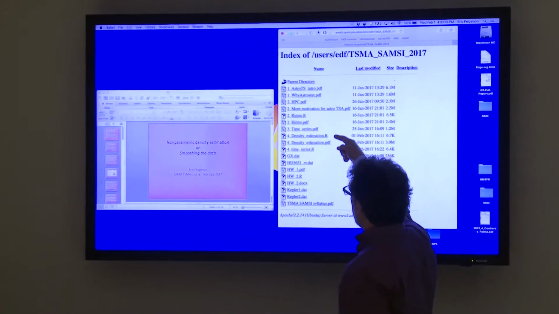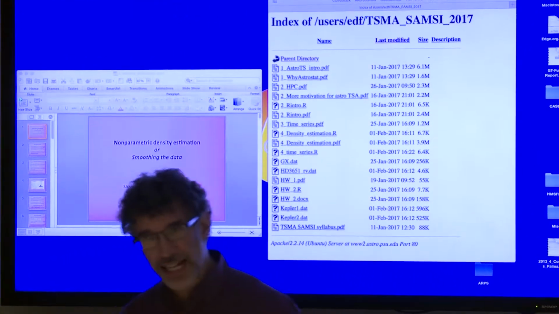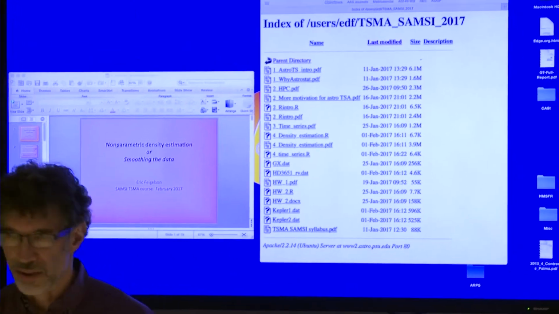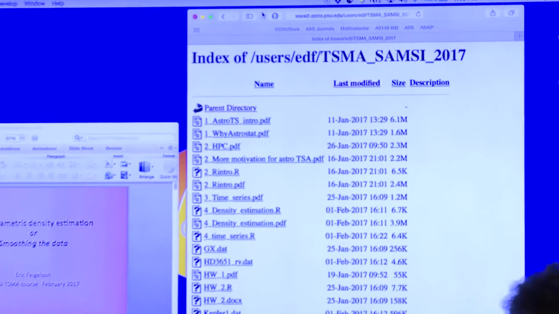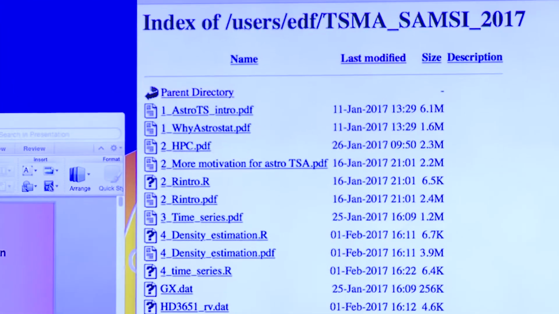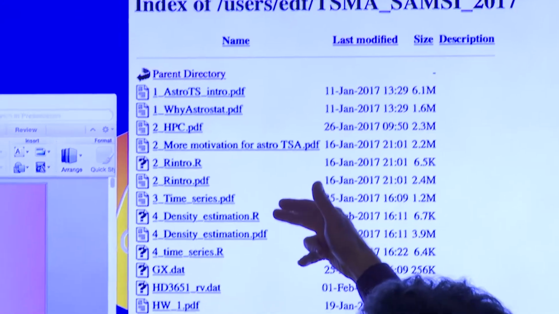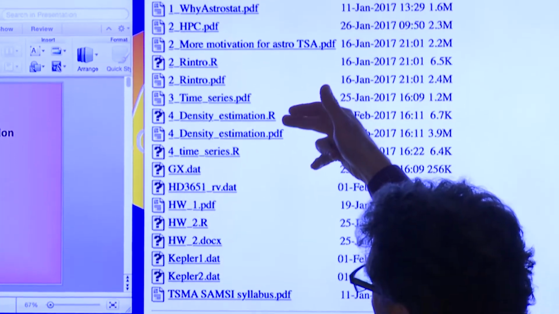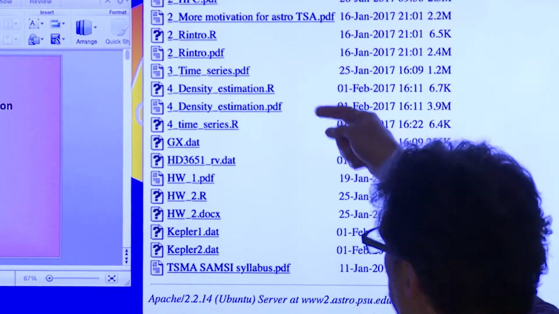So one is I'm going to give a short talk on smoothing of data, something statisticians call density estimation. And then, well, you're the statistician, so you know that. The astronomers don't know that. They call it smoothing. But you have to pick up the density F4, density estimation.r file. It's very short, of course.